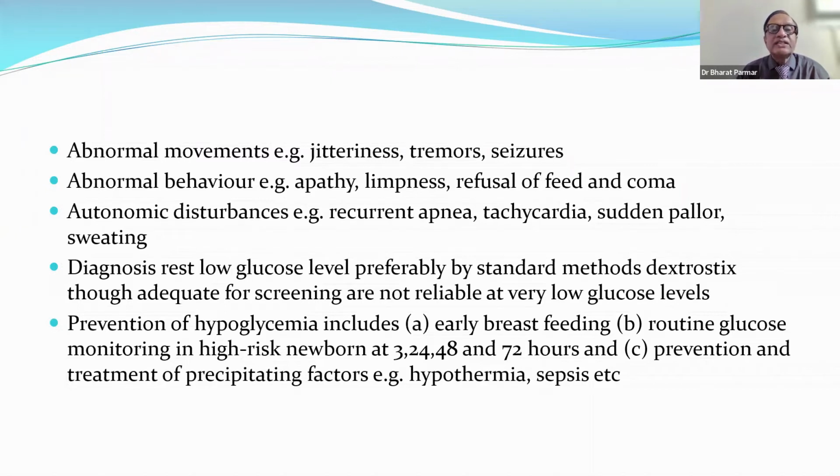Prevention of hypoglycemia includes early breastfeeding, routine glucose monitoring in high-risk newborns at 3 hours, 24 hours, 48 hours, and 72 hours after birth, and prevention and treatment of precipitating factors, hypothermia and sepsis.